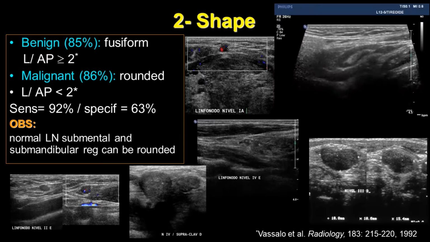Moving on to shape, this is a better criterion compared to dimension, since most benign lymph nodes are fusiform, as you can see here in this clip. Malignant lymph nodes, about 86%, are rounded. This criterion has 92% sensitivity and 63% specificity. It's interesting to remember that normal lymph nodes in the submental and submandibular regions can be round as well. Here you can see some examples of round, malignant lymph nodes, and here is an exception of a malignant lymph node. It's fusiform, but you can see microcalcification as well.